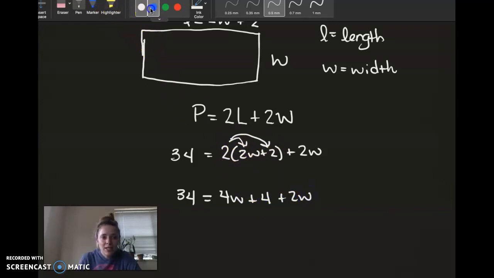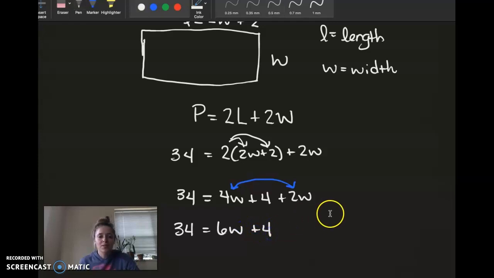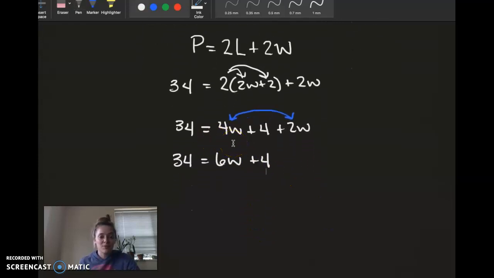And then I'm going to go ahead and add my like terms. So I've got 4W plus 2W, so I end up with 34 equals 6W plus 4. And then once I have simplified as much as I can on the right-hand side, which I did because those are not like terms anymore, I'm going to try to get the term with the W in it by itself. So I'm going to subtract 4 from both sides. 34 minus 4 is 30.